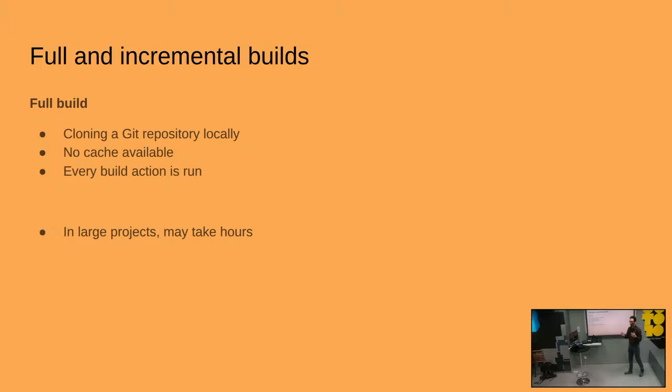You can think of a full build: say you got a new laptop, you set it up, you check out your repository, and you build your project as the first thing. That's something you would do, right? So that's a full build, also known as a cold build, when you just have to run everything. There is no cache to reuse. There's nothing there. And this might take hours.